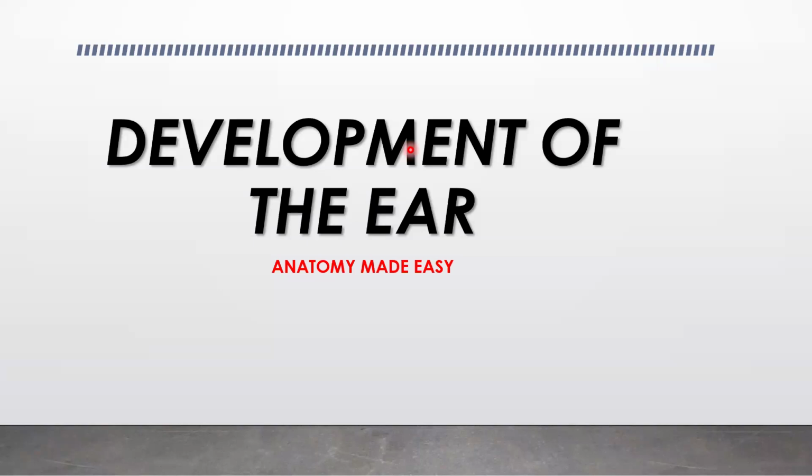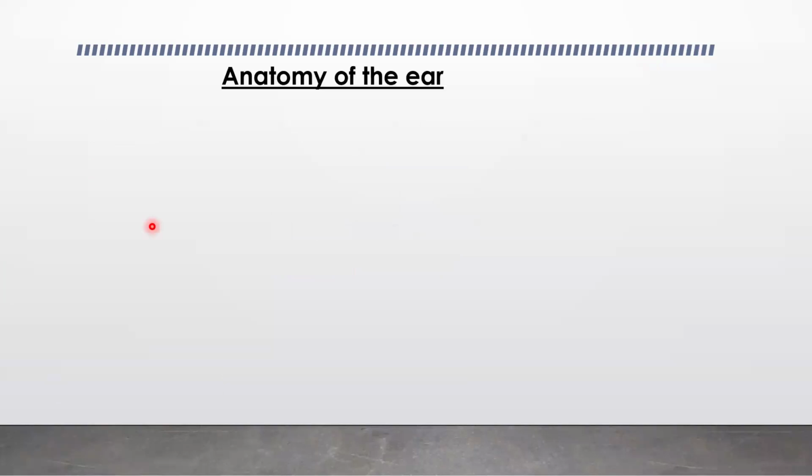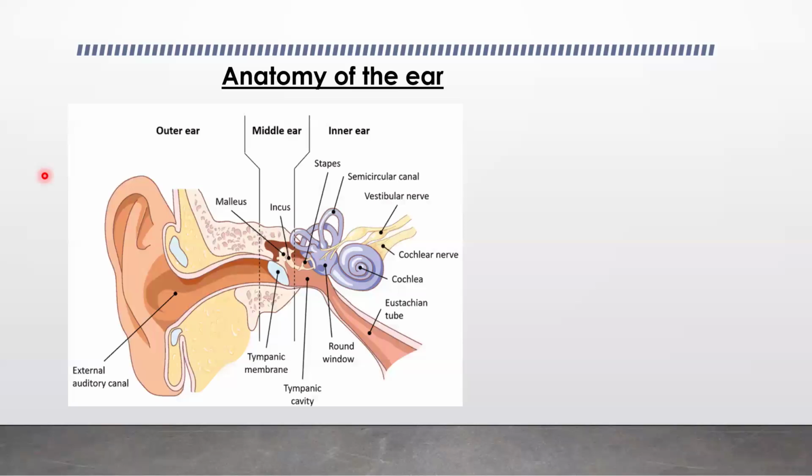Today we'll be doing the development of the ear, and the scope for the session will be ideally to develop the ear in terms of its embryology. And before that, you're supposed to know the anatomy of the ear, the normal gross anatomy of the ear. The ear at this point is divided into three parts. It has an outer ear, a middle ear, and an inner ear.